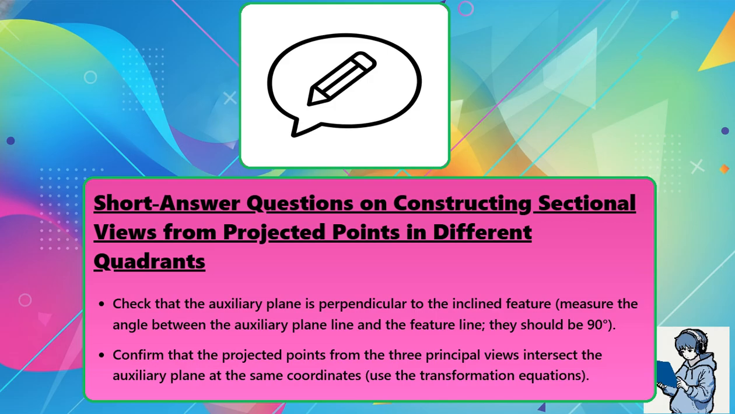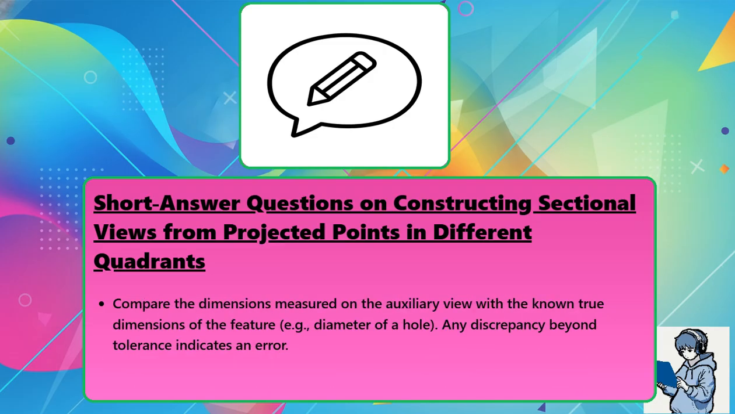Confirm that the projected points from the three principal views intersect the auxiliary plane at the same coordinates. Use the transformation equations. Compare the dimensions measured on the auxiliary view with the known true dimensions of the feature, for example, the diameter of a hole. Any discrepancy beyond tolerance indicates an error.